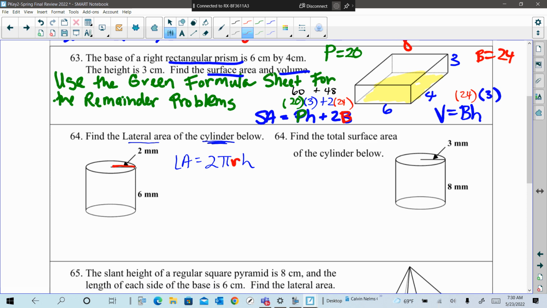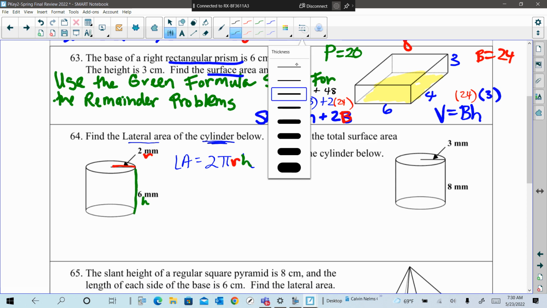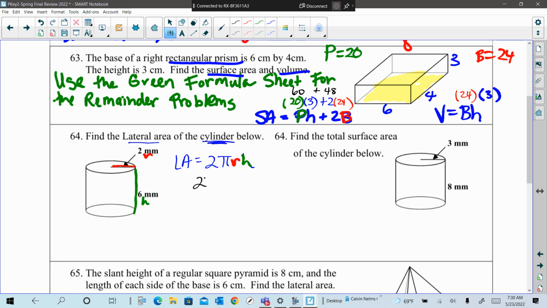So our radius is 2. And then we need the height of the cylinder, which is here, which is 6. So we're just plugging in the parts, guys. So we keep the 2, we keep the pi. We substitute the r with 2. We substitute the h with 6. We multiply these together. 24 pi is our answer, millimeters squared.